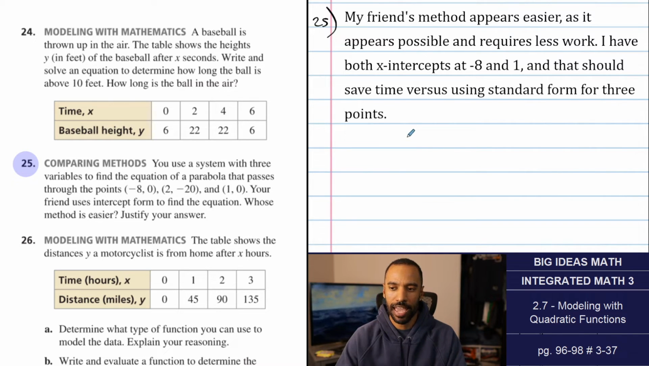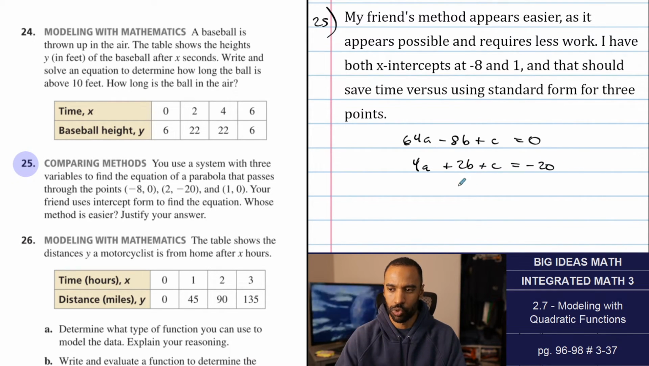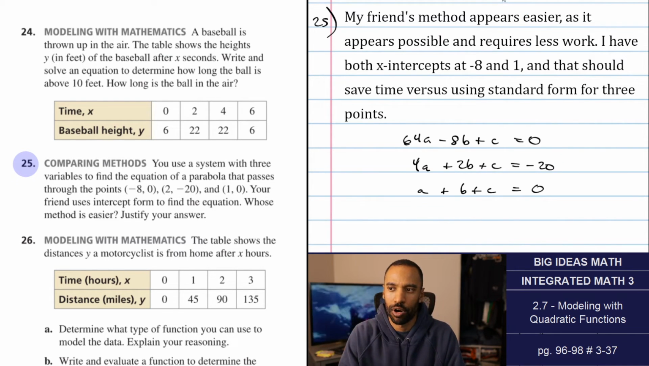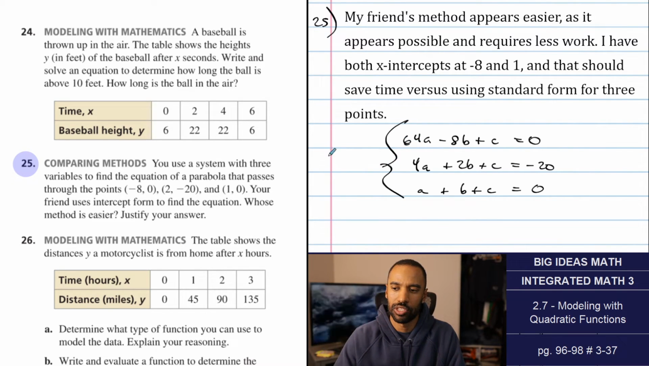We have to do -8 squared plus -8 times b plus c equals 0. And then 2 squared plus 2 times b plus c equals -20. And then 1 squared plus b plus c equals, we'd have to solve the system. I'd have to solve that system. You saw how factored form or intercept form works. This looks to me in the system like more work.